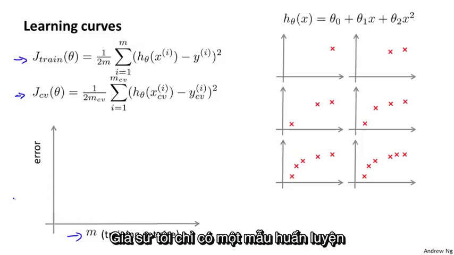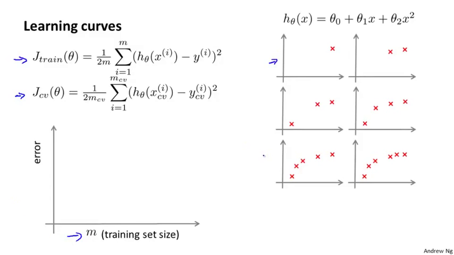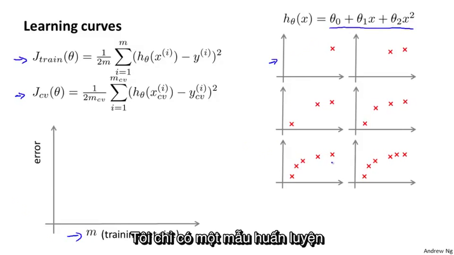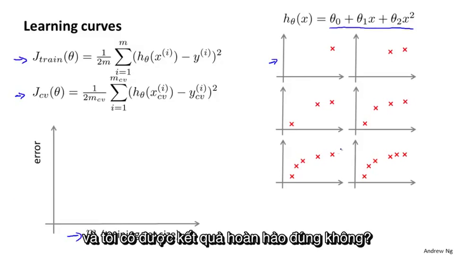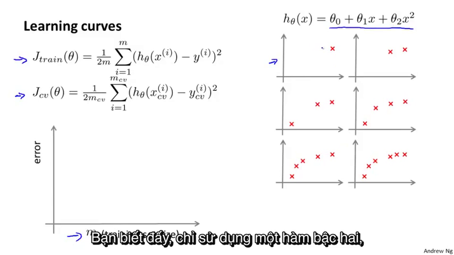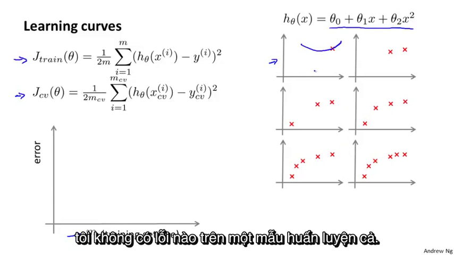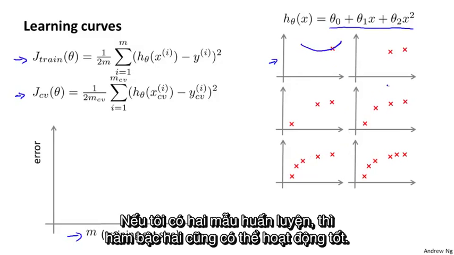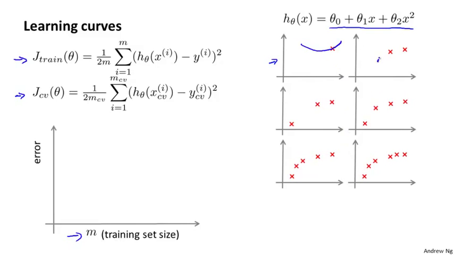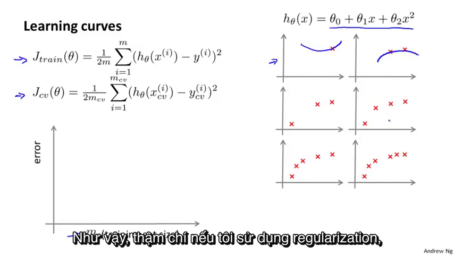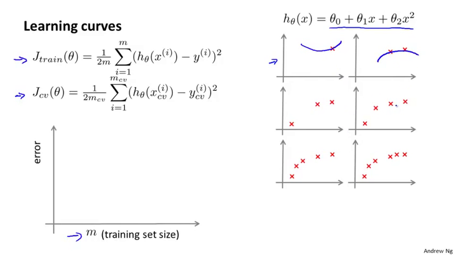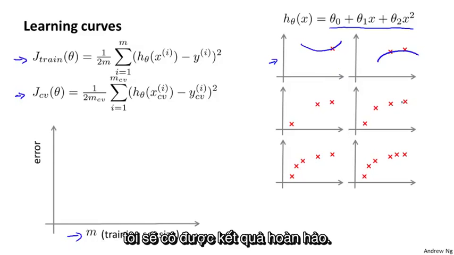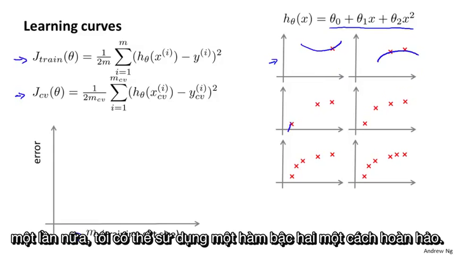Suppose I have only one training example, like that shown in this first example here, and let's say I'm fitting a quadratic function. Well, if I have only one training example, I'm going to be able to fit it perfectly, right? If I fit a quadratic function, I'm going to have zero error on my one training example. If I have two training examples, well, with a quadratic function, I can also fit that very well. So even if I'm using regularization, I can probably fit this quite well. And if I'm using no regularization, I'll be able to fit this perfectly. And if I have three training examples, again, I can fit a quadratic function perfectly.